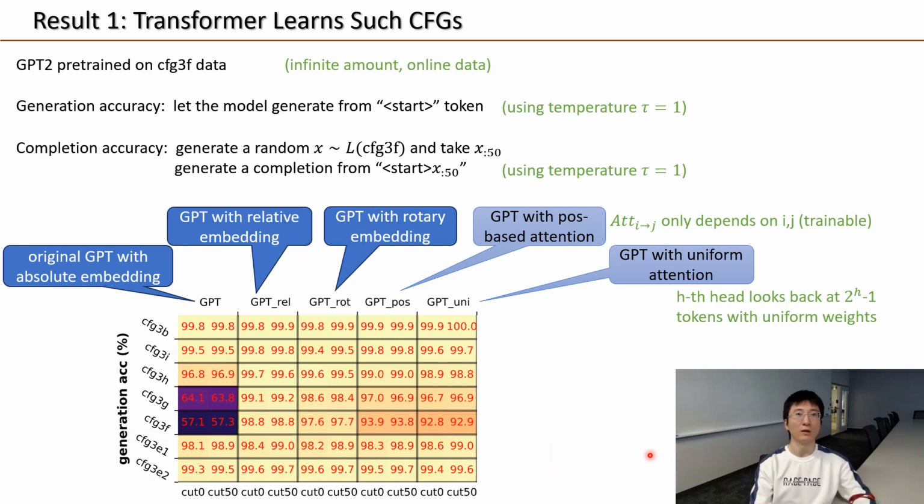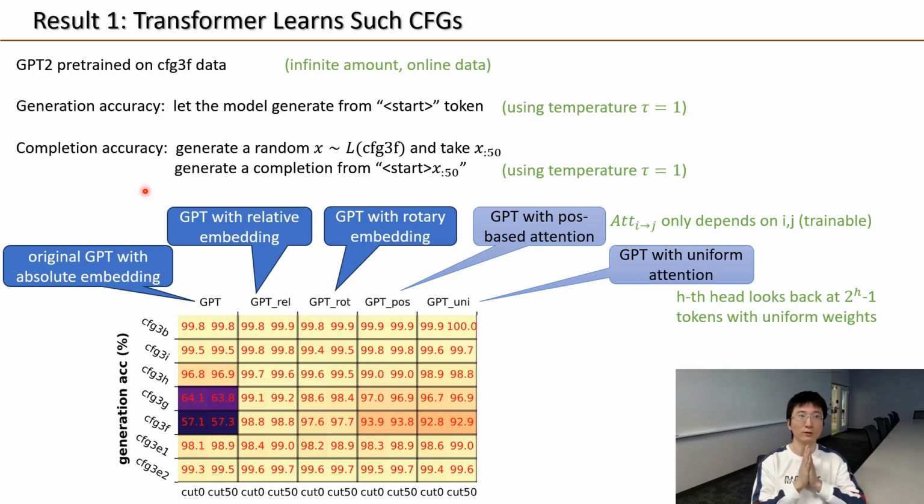So this is our very first result that shows that for the CFGs that we synthetically constructed, especially the modern versions of the GPT are very capable of learning them in terms of generation accuracy and completion accuracy.